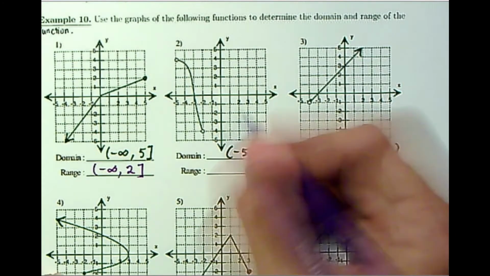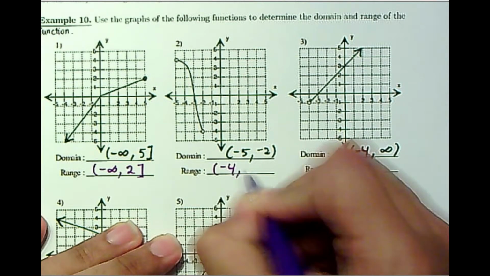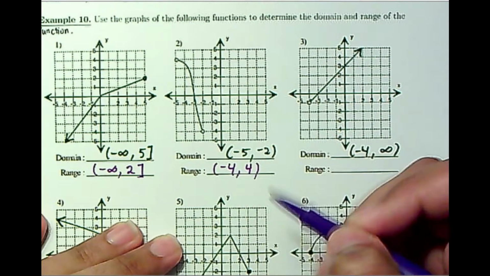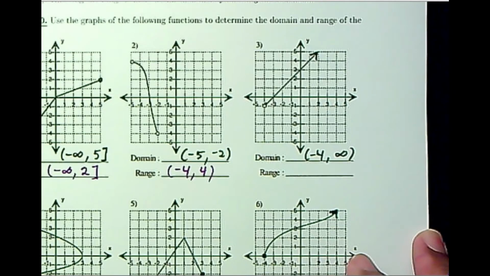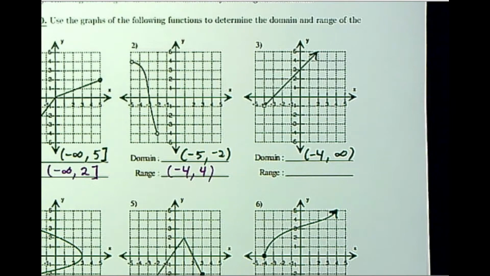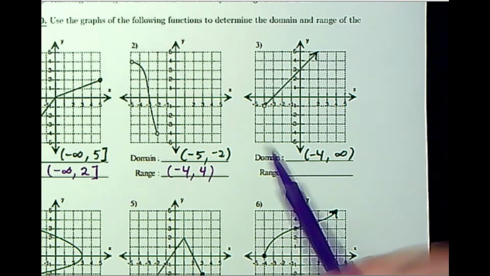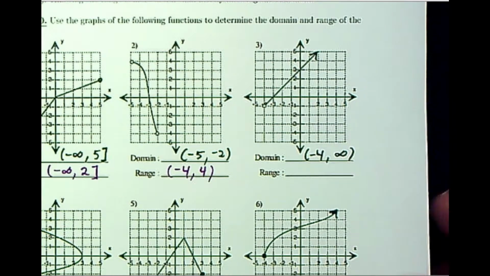And that is it. -4 to 4. Both are hollow dots, none of them is included. So that is the range of that one. Okay, what do you think will be the range of this one?